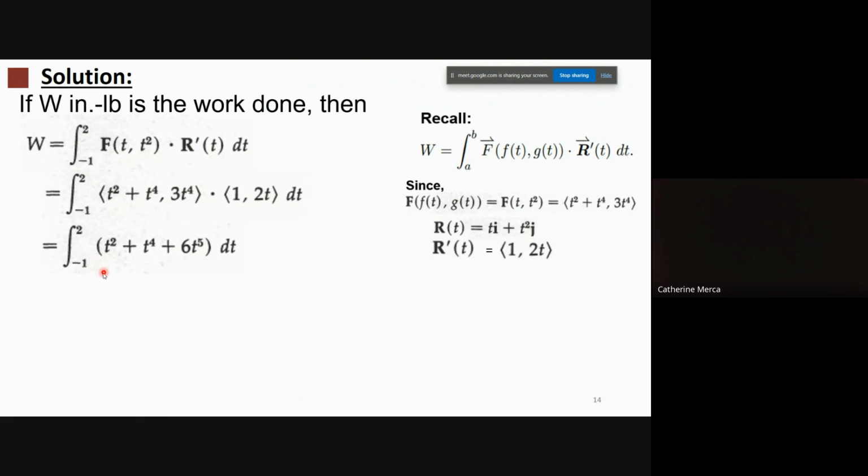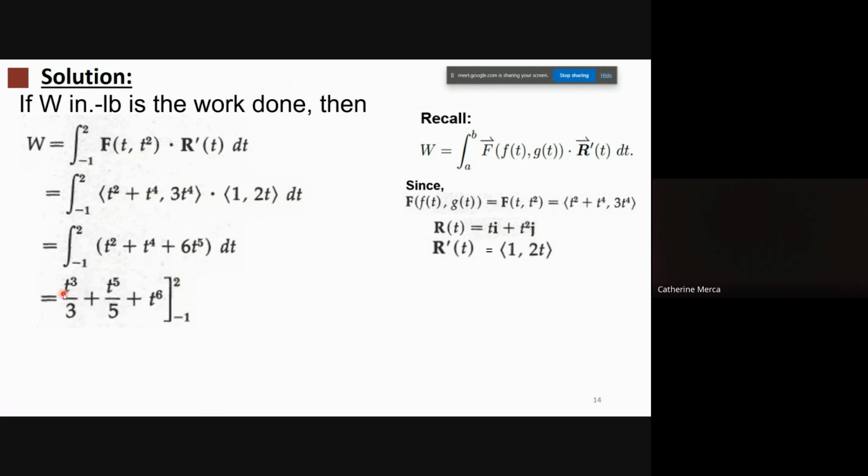And because of that, we evaluate this. It becomes t cubed over 3 plus t to the 5 over 5, and 6t to the 6 over 6, but the 6 cancels out. So you simply have the following: t cubed over 3 plus t to the 5 over 5 plus t to the 6, evaluated from negative 1 to 2. Now, upper limit minus the lower limit.